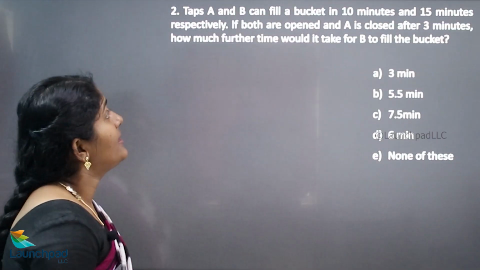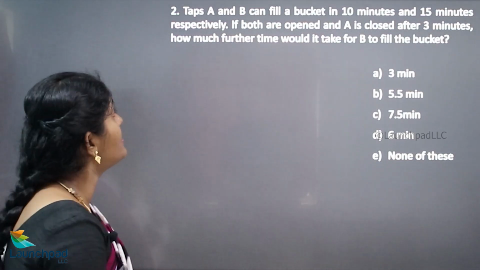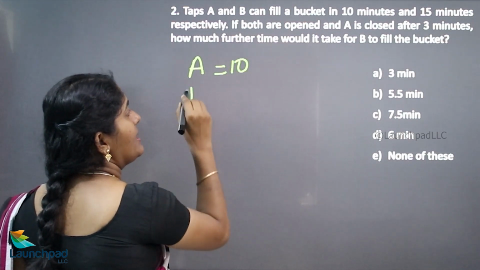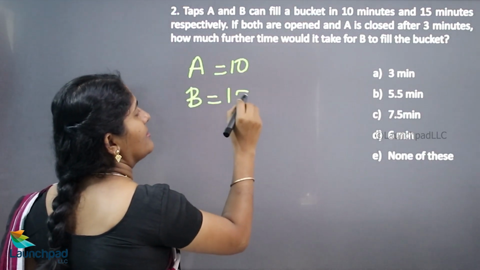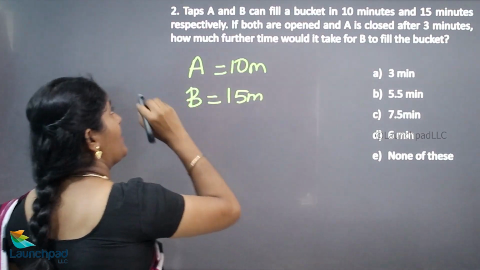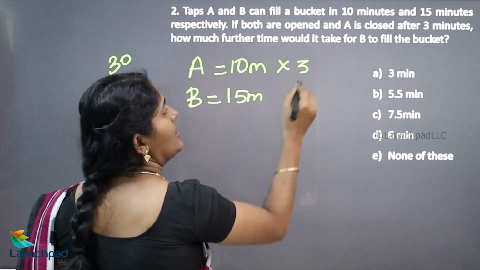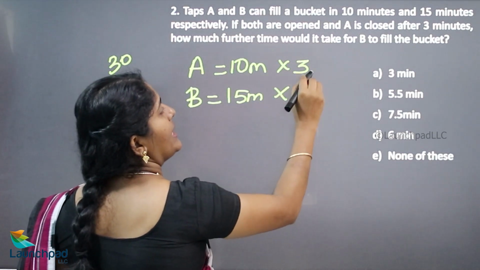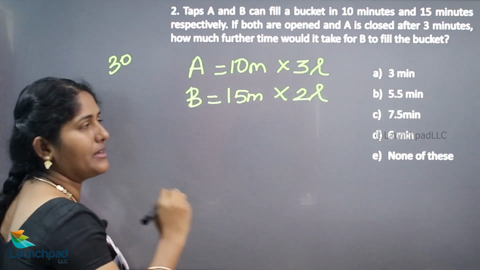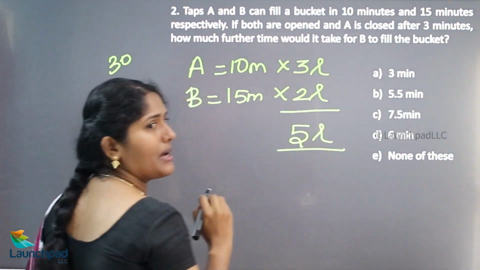Okay, that's all. A and B can fill a bucket in 10 minutes and 15 minutes respectively. A can take 10 minutes, B can take 15 minutes. So what is the LCM of 10 and 15? 30. So 10 into 3, 15 into 2. A can fill 3 liters, B can fill 2 liters per minute. If both of them work together, it means 5 liters per minute.